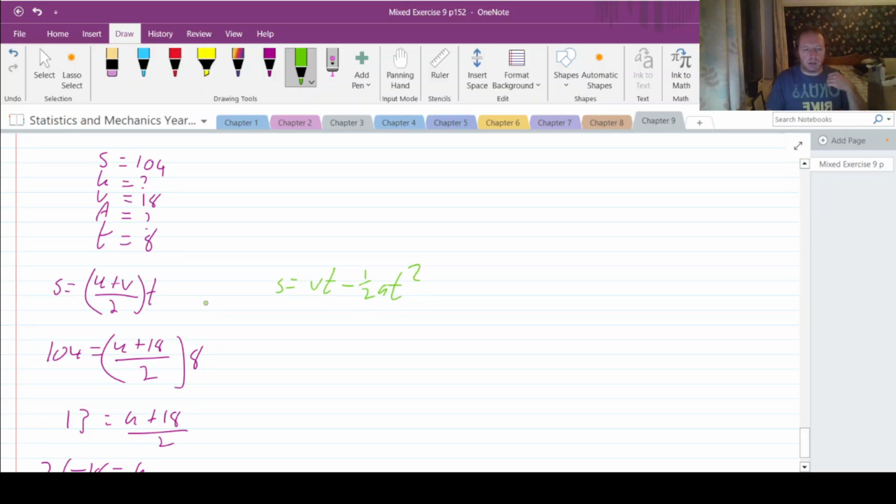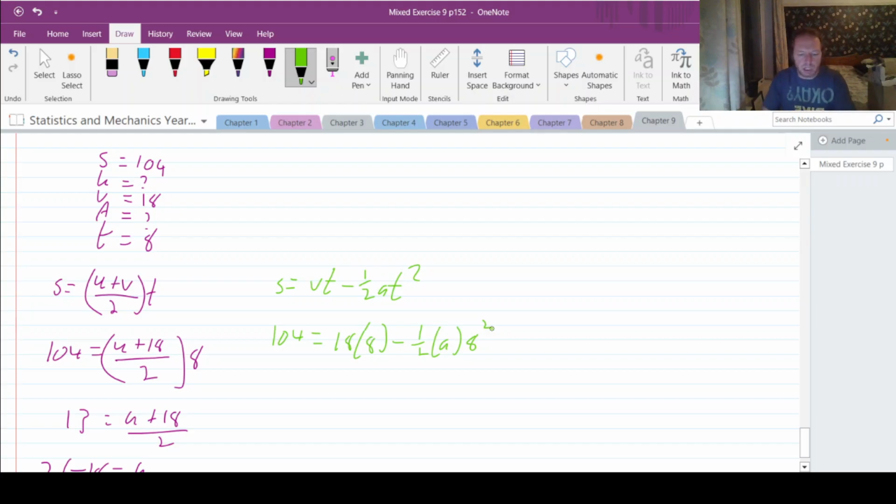Why do I use that and not the one with the u in it that I just found? The reason being is if I've made a mistake in part A, then I would carry that mistake over to part B. With something like this, I don't need to do it, so why risk using my mistake there? Am I confident in my answer? Yes. Is this just a sensible way of working? Yes. Okay, right, 18 times 8 minus a half times a times t squared, 8 squared.